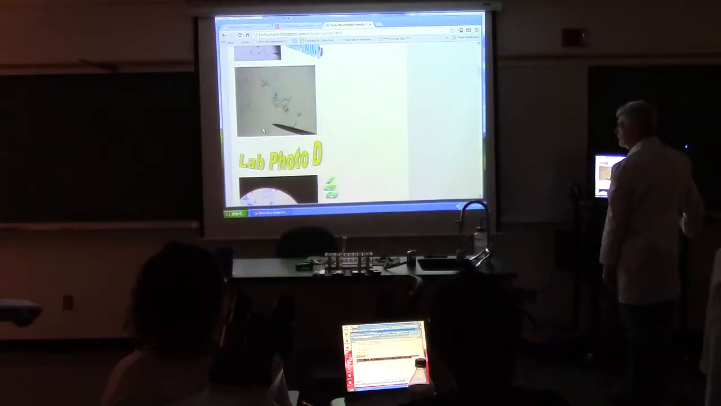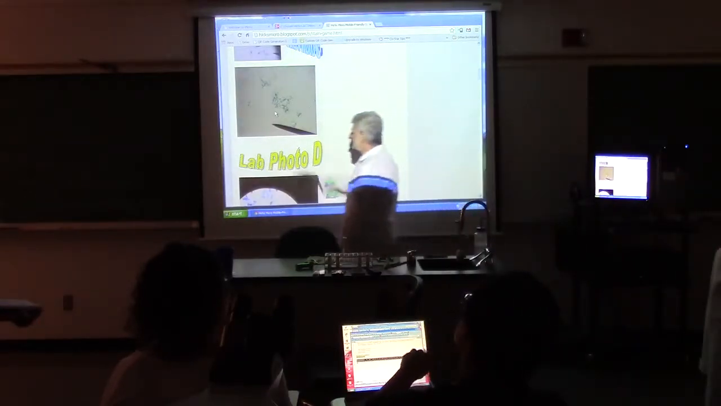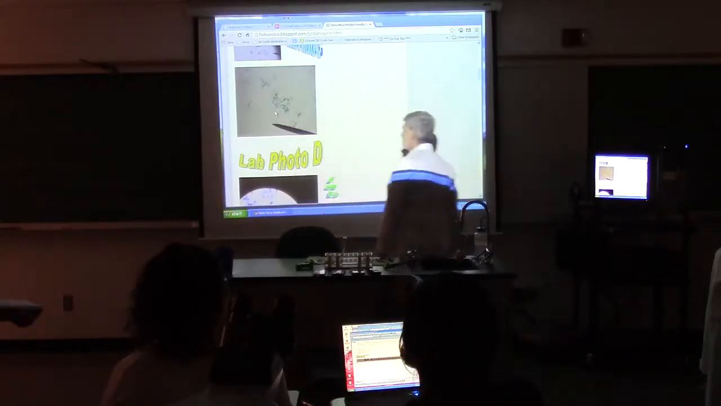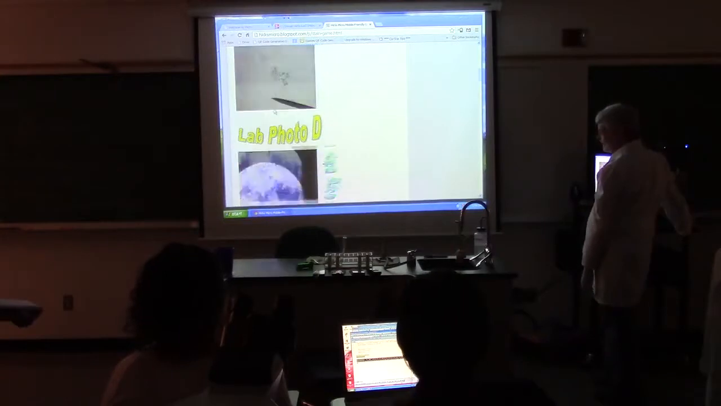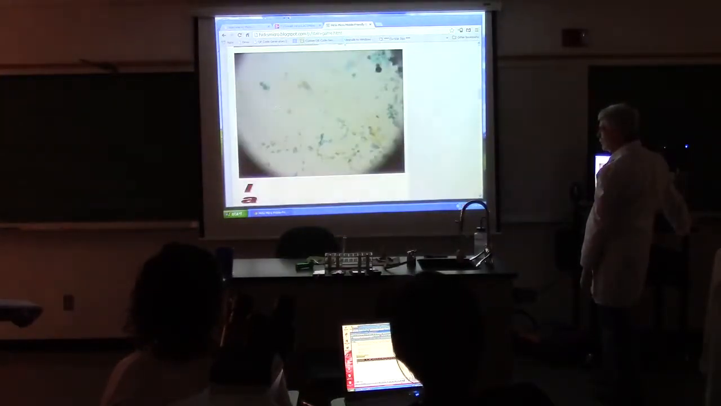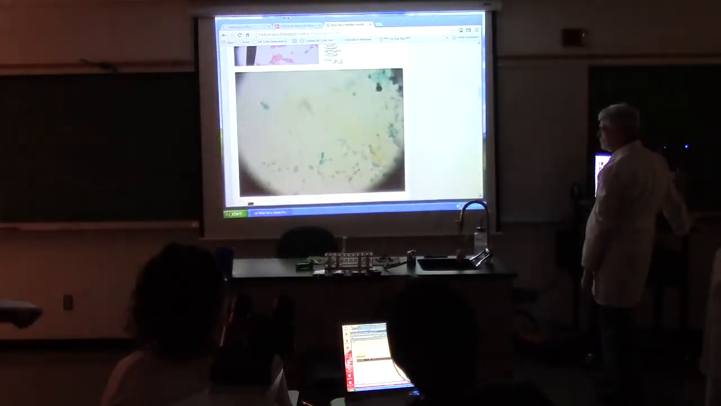Okay, that one's a little bit too hard to read. How about this one? It's an endospore stain. That's green and pink. Yeah, I know, green and pink. That's smegmatis. I'll try to get it bigger. What's this one? Endospore. Positive or negative? Positive.